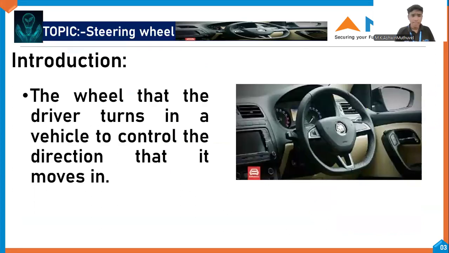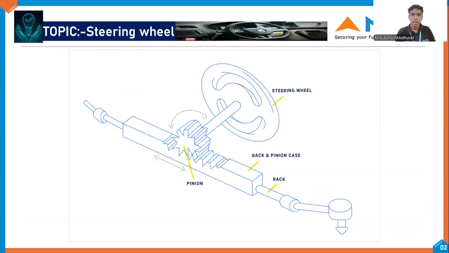Introduction. Steering wheels are used to control the vehicle's direction, left or right, or to maintain a state. It is used to maintain the vehicle's direction. In the steering wheel mechanism, we use the mechanism called the rack and pinion. The rack and pinion mechanism converts the rotary motion into the linear motion. This is the pinion and this is the rack.